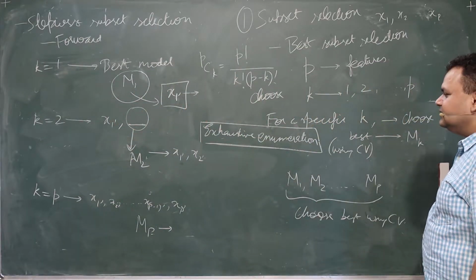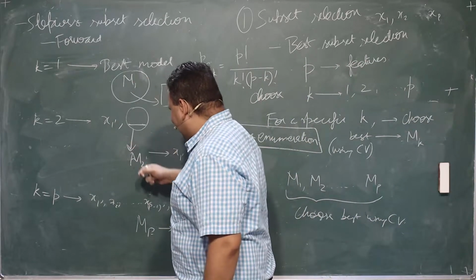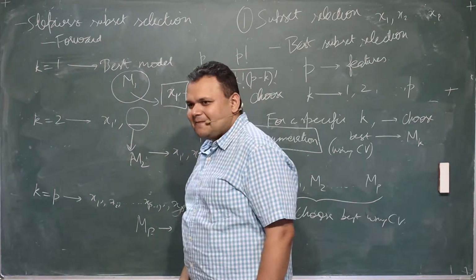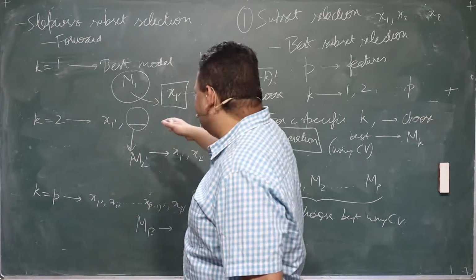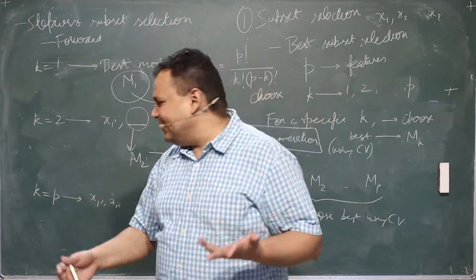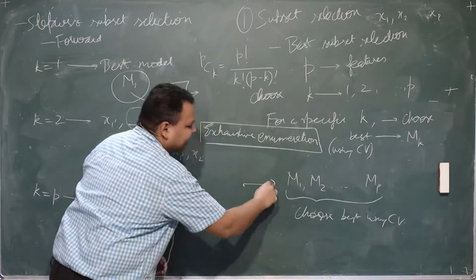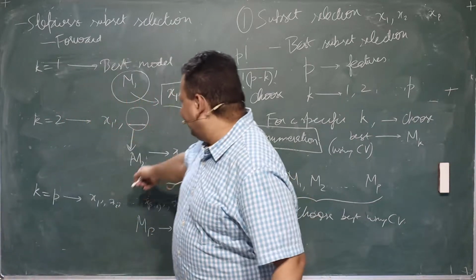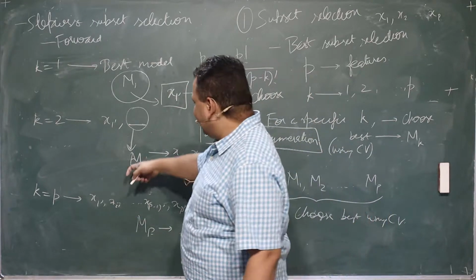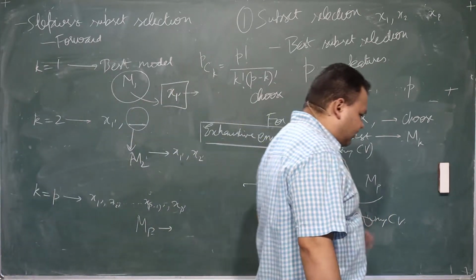So what do you do now? Once you have found that there are P different best models, one for each number of predictors, the final stage is to compare. We'll compare M1 to Mp again, like we did here. We are going to compare all of them and find out the best one. Any disadvantage of using this methodology?